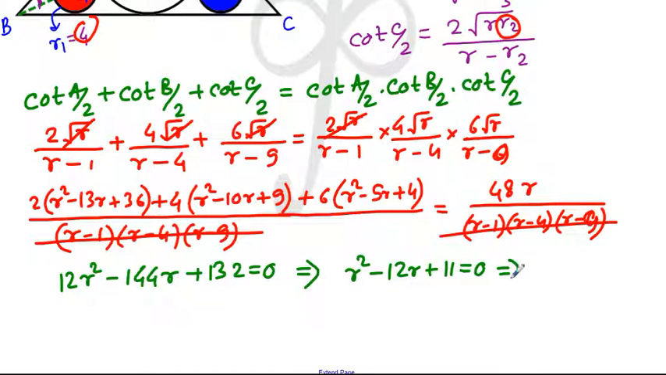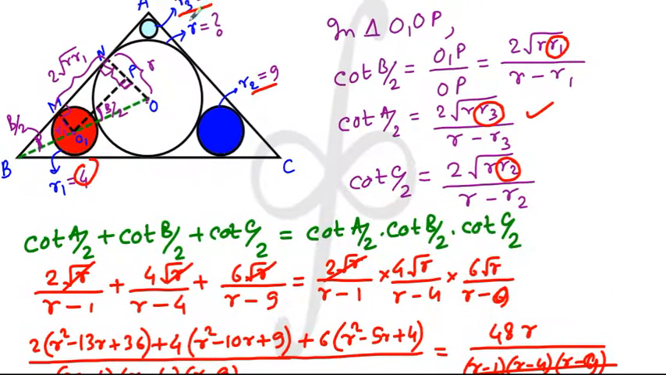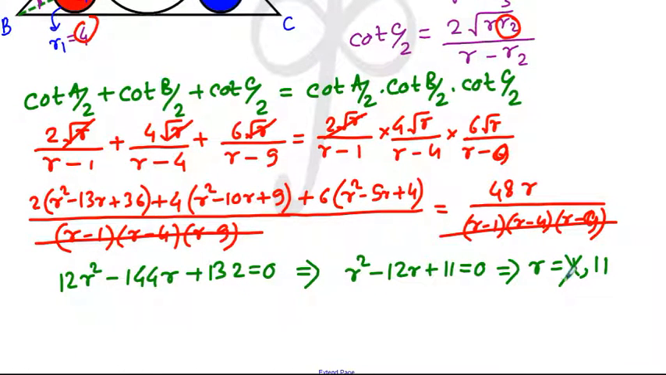So this will give us two possible values of R, 1 and 11, but 1 is not a permissible value because the least circle is having the radius 1 unit. This circle is having a radius of 1 unit, so we cannot take the radius of the inner circle to be 1 unit, so the answer is going to be 11. So the radius of the inner circle is 11 units.